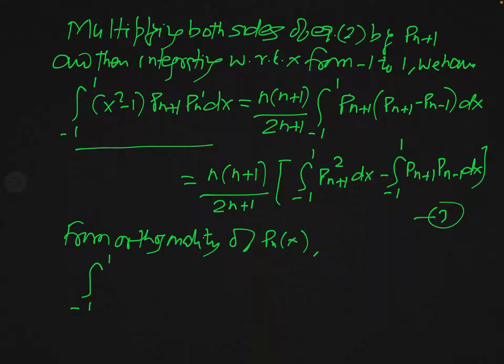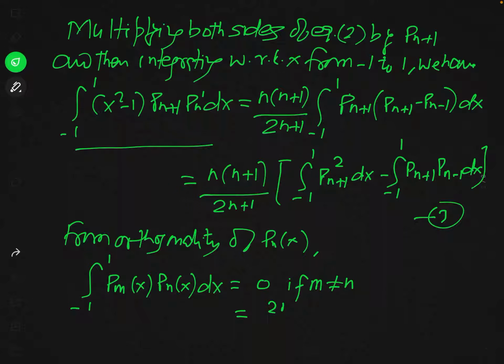integral -1 to 1 P_m of x times P_n of x dx, and that is equal to 0 if m is not equal to n, and this is equal to 2 over (2n plus 1) if m is equal to n. Say this is equation 4.